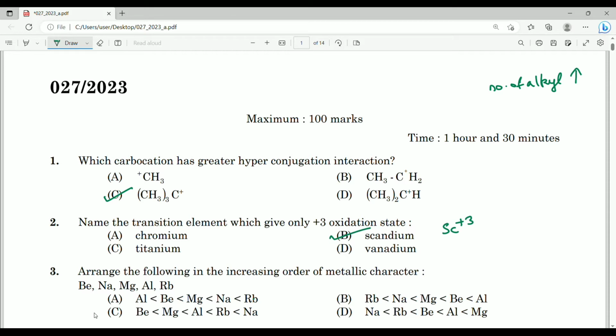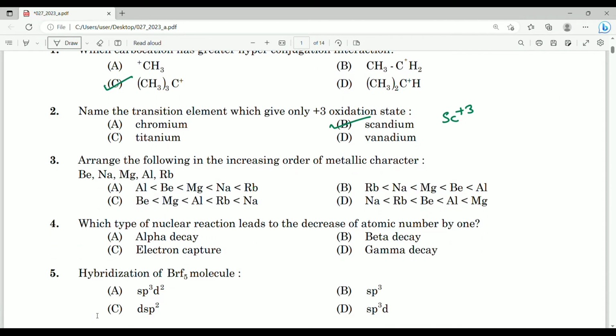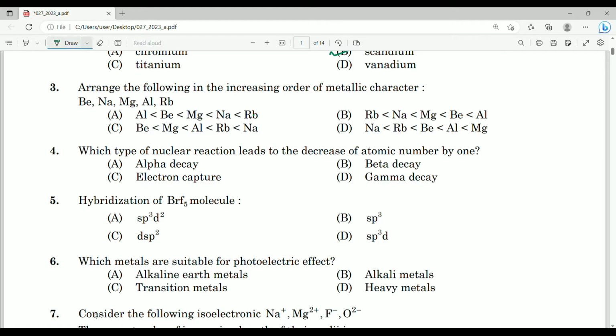Third question, arrange the following in the increasing order of metallic character. The elements are beryllium, sodium, magnesium, aluminium, rubidium. You know, highest metallic character will be shown by first group elements, that is rubidium. So rubidium will have higher metallic character. When you go from left to right, the metallic character decreases. So rubidium should be higher.